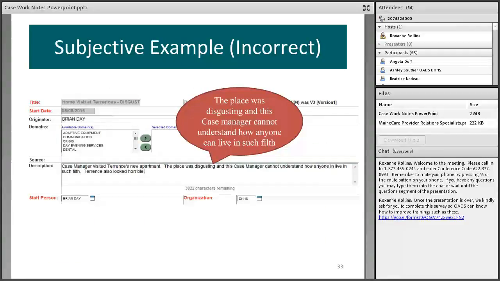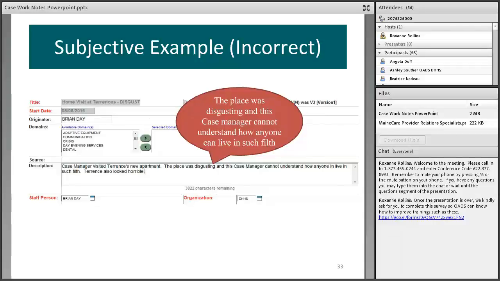So, for example, an incorrect example: You visited Terry's new apartment. It was disgusting, and the case manager cannot understand how anyone can live in such filth. Parents also looked horrible. Please don't write your note that way. It may be absolutely true in your mind, but it's subjective. What we need you to do is write what you saw.